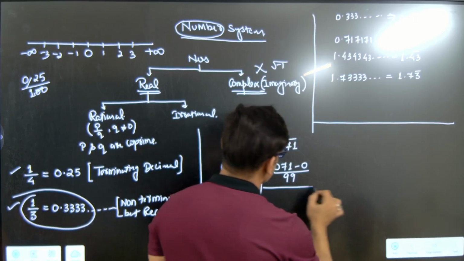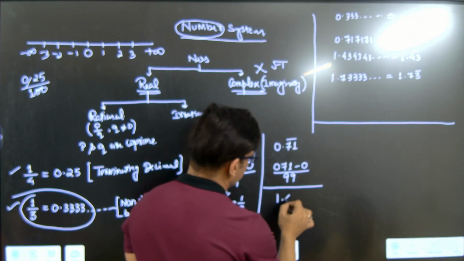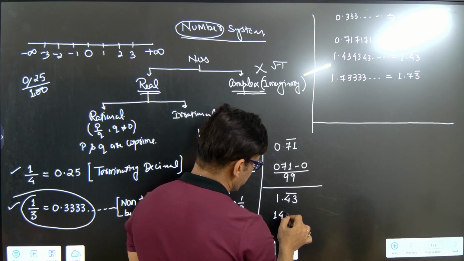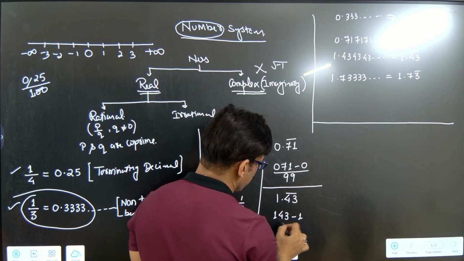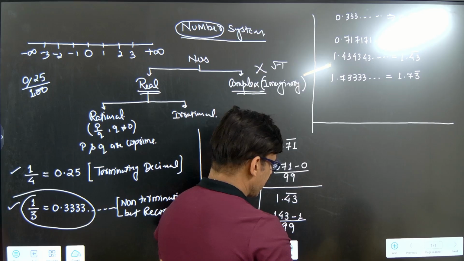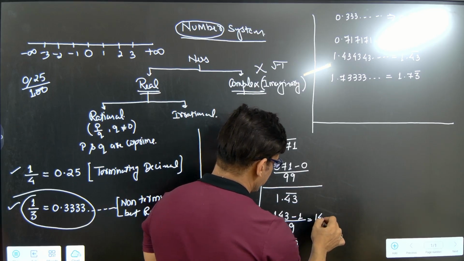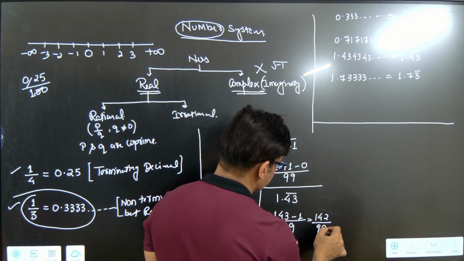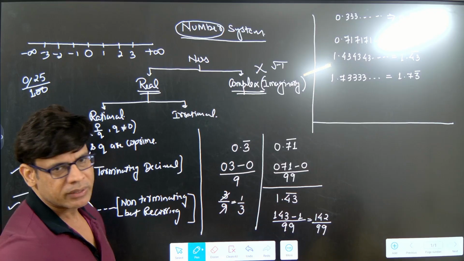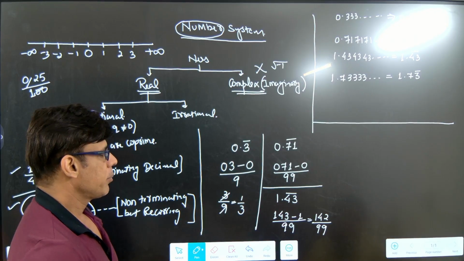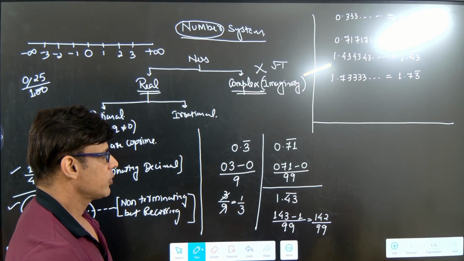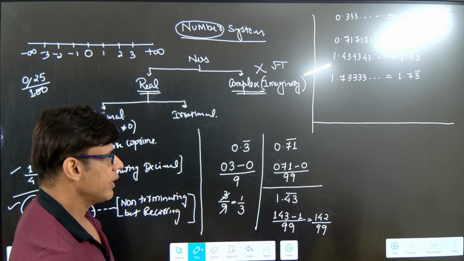The third question is what? You have 1.43, but the first step is 143 minus 1 divided by 99. This is 142 by 99. You can cancel it, do it, otherwise leave it like this. But if you look at the last one, 17 minus 1, yeah, so in the last one there is a difference, right?